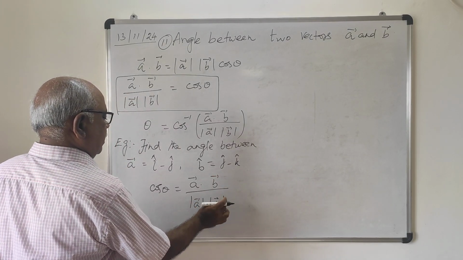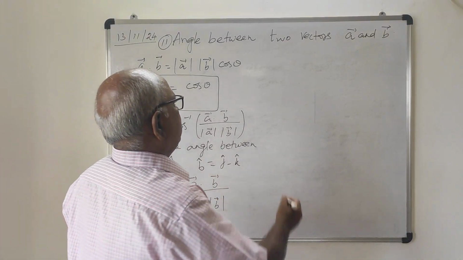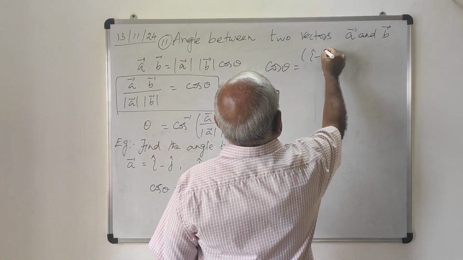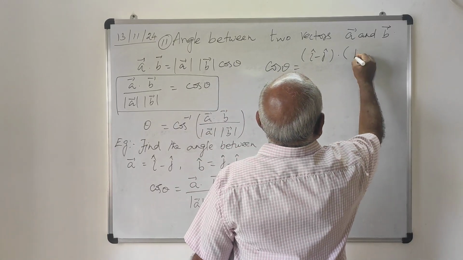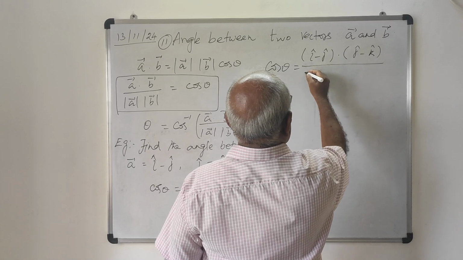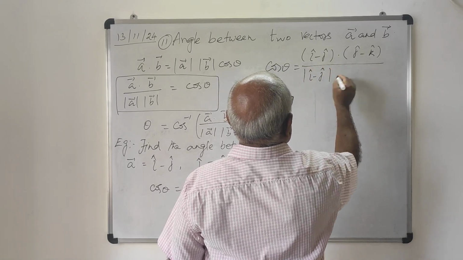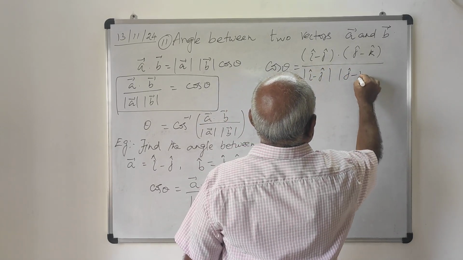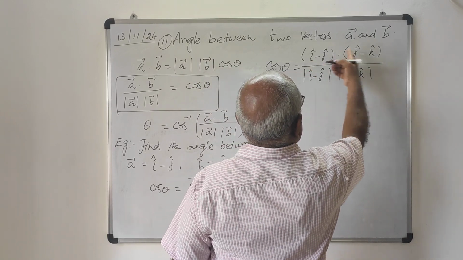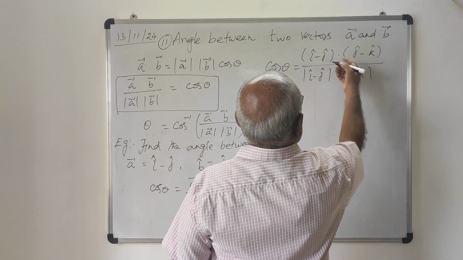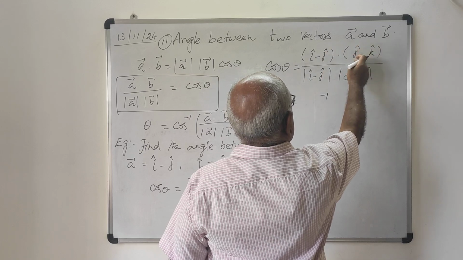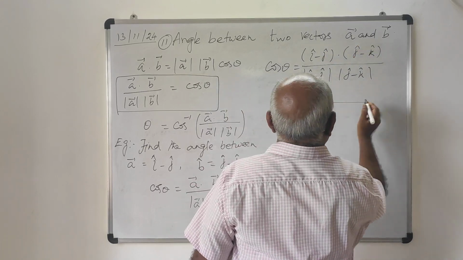So that is cos theta equals A, what is A? i minus j dot B, j minus k, by mod A. Mod A is mod of i minus j into mod B is mod of j minus k. So that is equal to i dot j 0, i dot k 0, minus j dot j 1, minus 1, minus into minus plus j dot k 0. So minus into plus minus, j dot j only 1, you will get in the numerator.